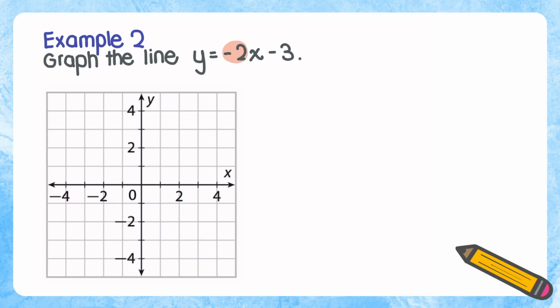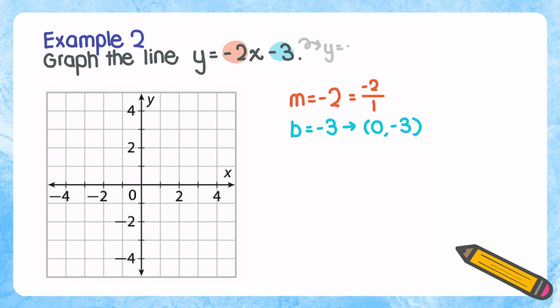So m equals -2, and to make it into rise over run format, I'll write -2/1. And then my b value is at -3, so b equals -3. My y-intercept is at 0, -3. Notice you can rewrite this as y equals -2x plus -3 if that helps you find the b value. Otherwise, ignore what I just wrote.